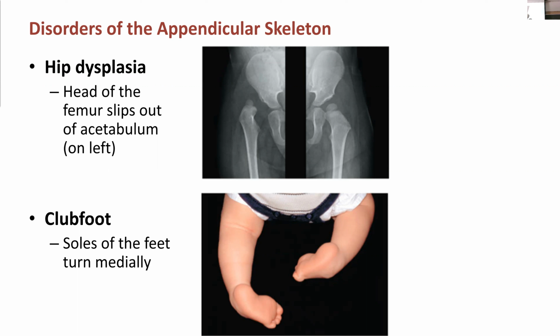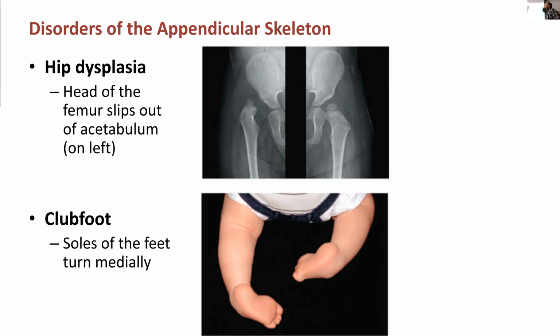So this is a kid early in development. And notice how this femur, on this side, is just out of socket right there. It's not even articulating with that. So there's that big gap in there. That's hip dysplasia. That's the head of the femur coming out of that acetabulum. Of course, it can happen later in life as well.